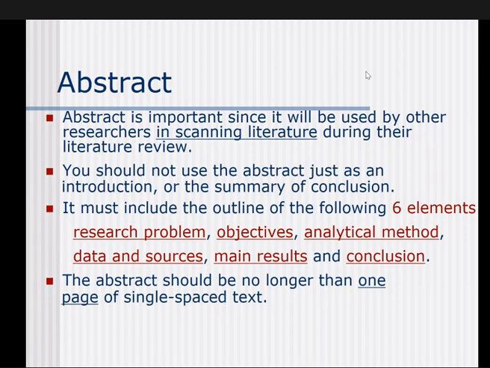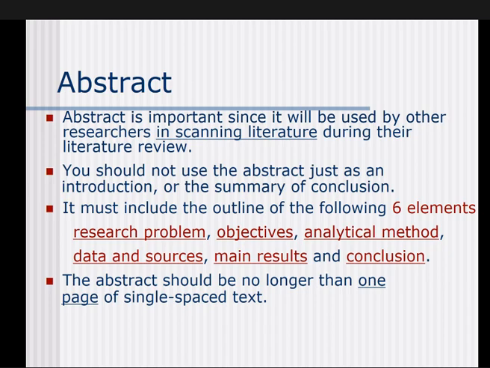So these 6 elements must be in the abstract of the thesis. Of course, you start with the general introduction, and then you move on to state the research problem and objectives in a summarized way. The abstract should be a maximum of 1 page. I don't see why you should go beyond 1 page.